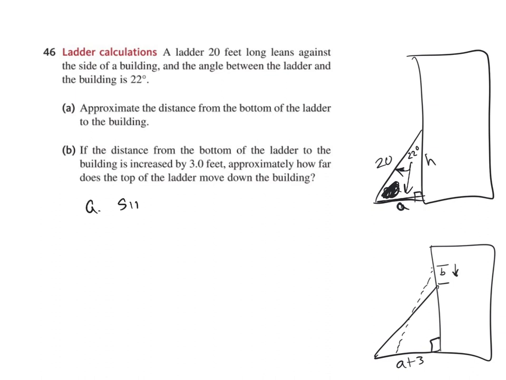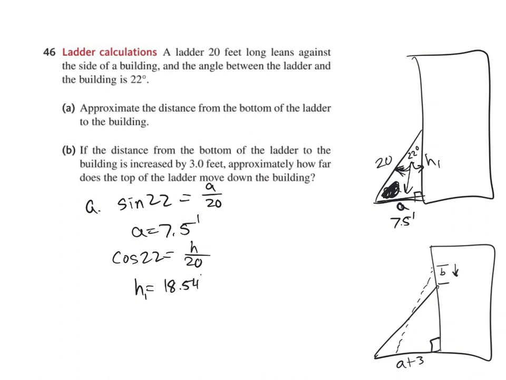So part A is the sine of 22 degrees is equal to the opposite leg over hypotenuse. So 20 times the sine of 22 gives us 7.5 feet. So that sounds about right. And then now we want to get H. Let's use the adjacent leg and the hypotenuse. So that's cosine. So the cosine of 22 is the adjacent leg H over hypotenuse. So 20 times the cosine of 22, that gives us, we'll call this H sub 1, 18.54 feet.